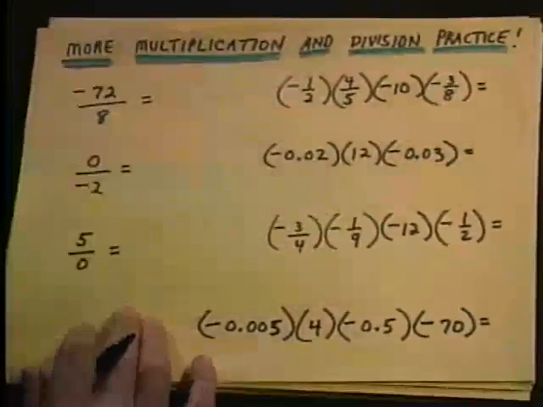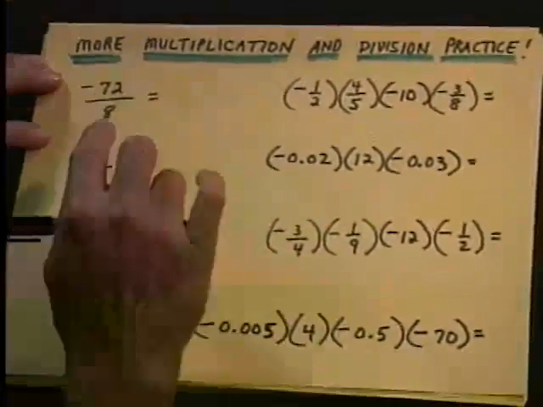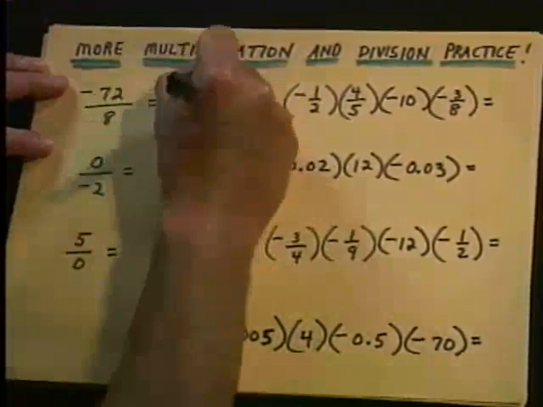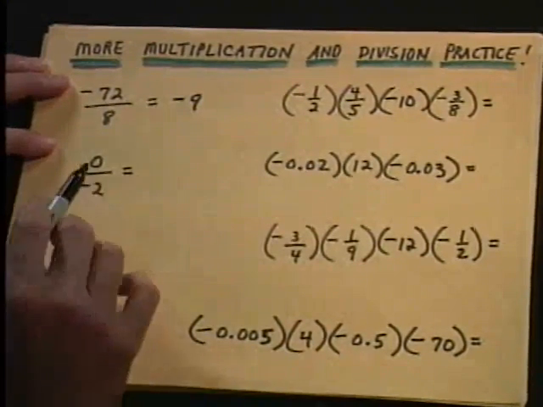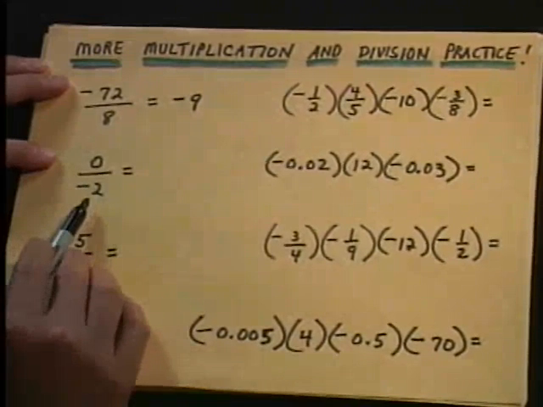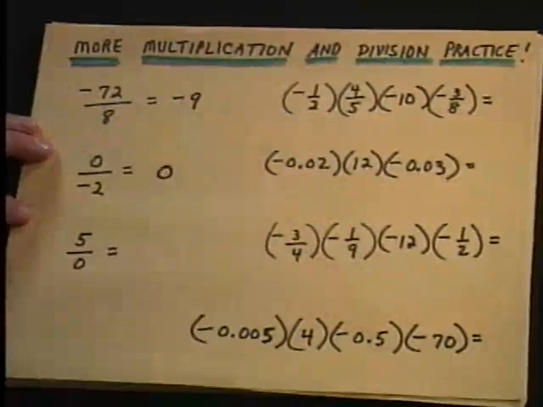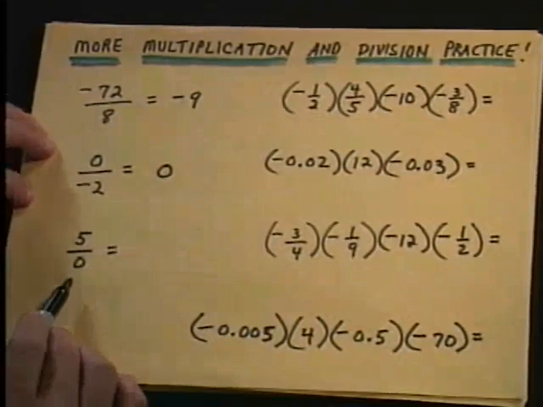Okay, let's do some more multiplication and division practice. All right, negative 72 divided by 8, different signs, negative result, negative 9. Okay. Now wait a minute here, 0 divided by negative 2, let's look at this one now. This answer comes out to be 0. And notice this other one here. There's a few tricks they're going to try to get you on.